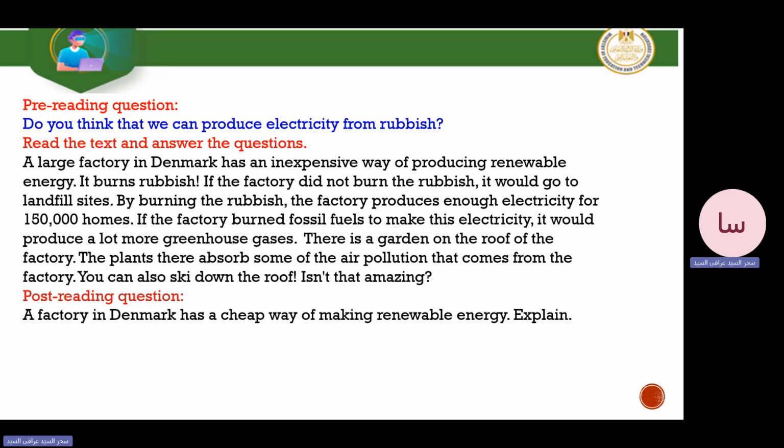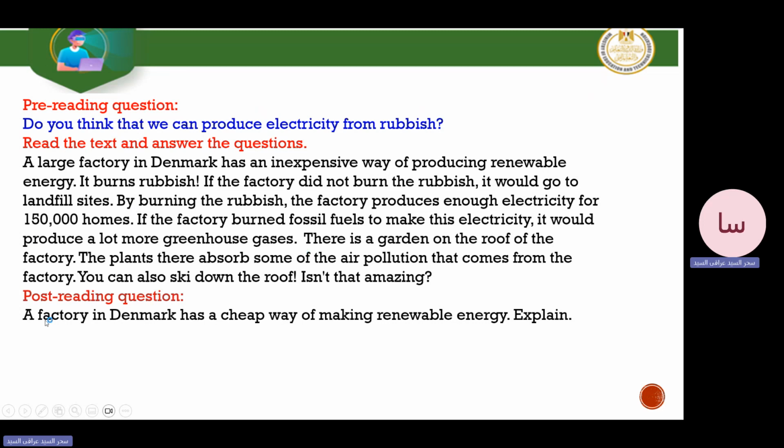So, what is the solution? There is a garden on the roof of the factory. So, the plants there absorb some of the air pollution that comes from the factory. And there is something amazing as well. You can also ski down the roof. Isn't that amazing? Of course, it's amazing. Okay. Do you think that we can produce electricity from rubbish? Sure, you get the answer.